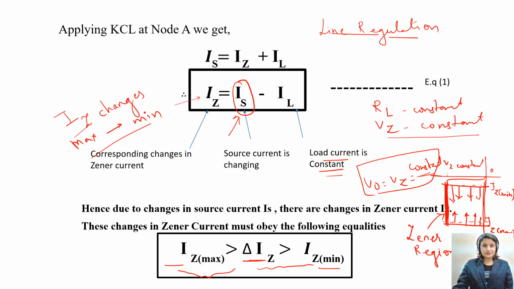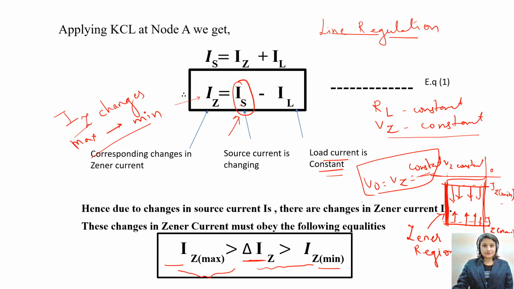Okay, so a question definitely arises in your mind: how do we maintain this Zener current between IZ min and max? Yes, we need some additional circuit along with the Zener diode to keep the change in Zener current within these two limits. Some additional circuit is required, and that is the drawback of the Zener diode as a voltage regulator.